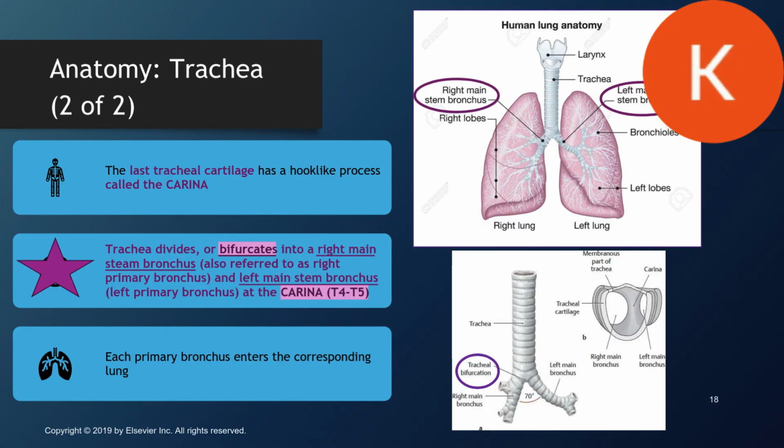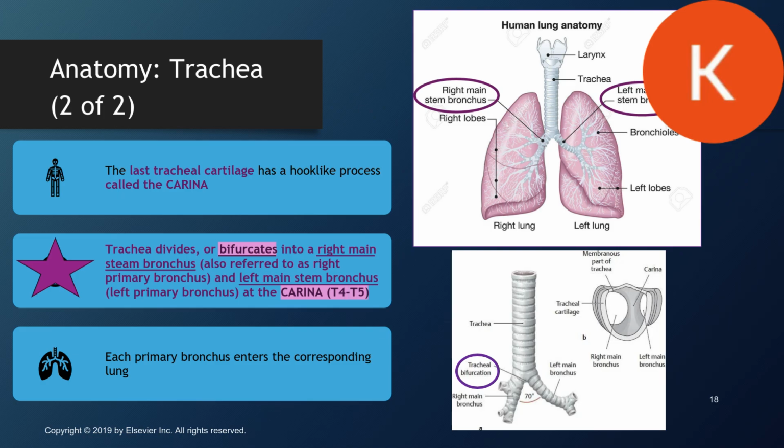Again, this is showing that the last tracheal cartilage has a hook-like process called the carina. Trachea divides or bifurcates into right main stem bronchus, also referred to as right primary bronchus, and the left main stem bronchus, which can also be referred to as left primary bronchus, at the carina, which is at the level of T4 and T5. Each primary bronchus enters the corresponding lung. So if you guys can see the picture over here, it shows the right main stem bronchus, left main stem bronchus, how it splits at the carina into two branches.